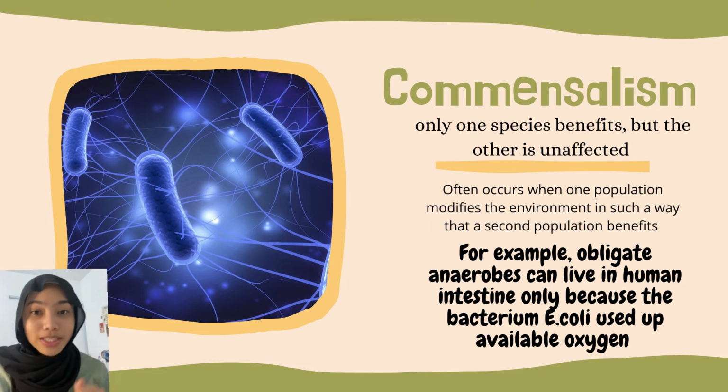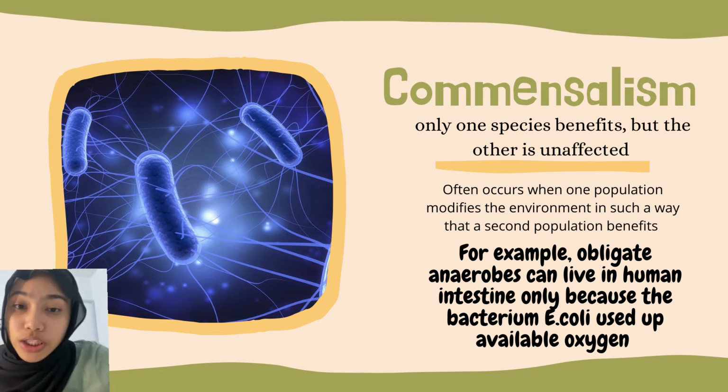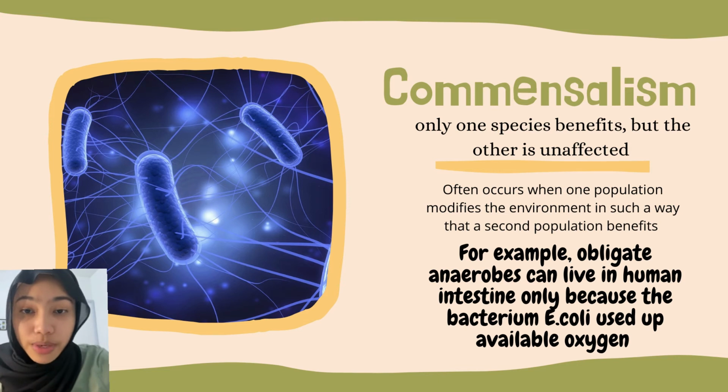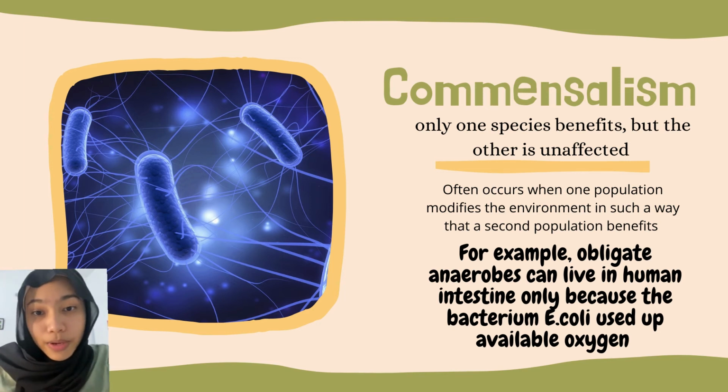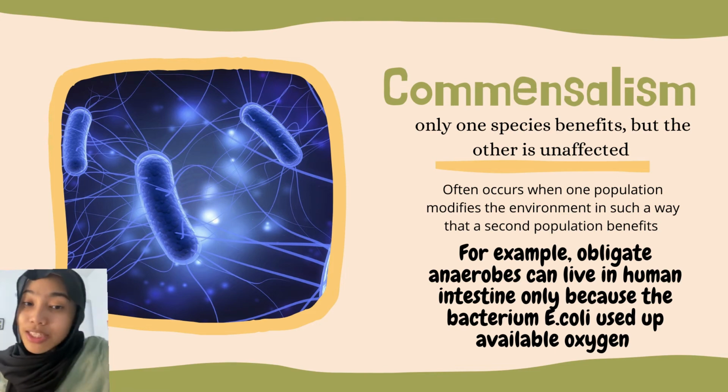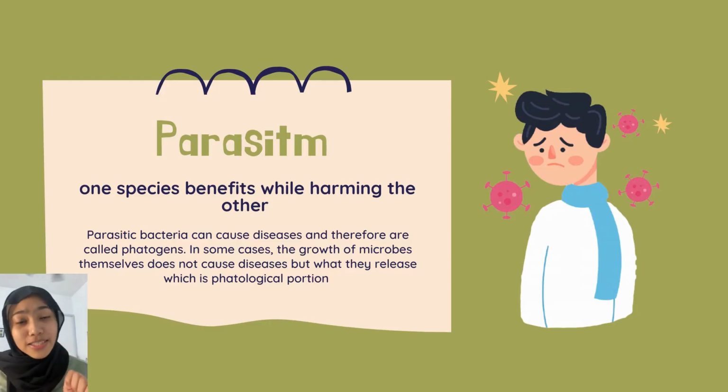Next, we move to commensalism. Commensalism is when only one species benefits while the other is unaffected. It often occurs when one population modifies the environment in such a way that the second population benefits. For example, obligate anaerobes can live in the human intestine if the bacterium E. coli uses up the available oxygen. Next, parasitism. Parasitism is when one species benefits while harming the other.